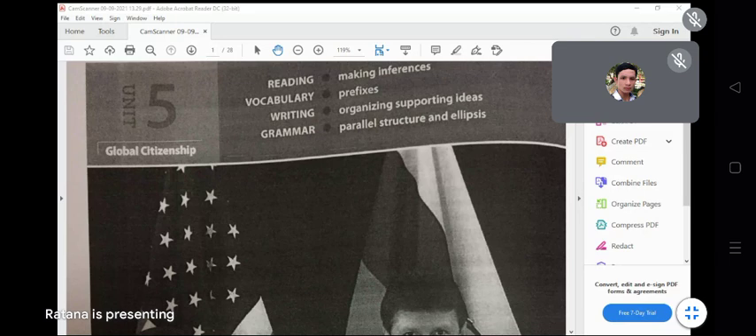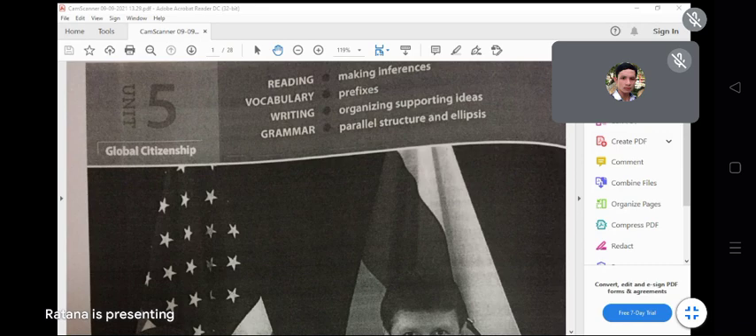And for vocabulary, we focus on prefixes. I think that's very important. Prefixes help a lot if you understand them. We have prefixes and suffixes, right? But here we study prefixes, which you add in front of a noun, adjective, or even a verb.